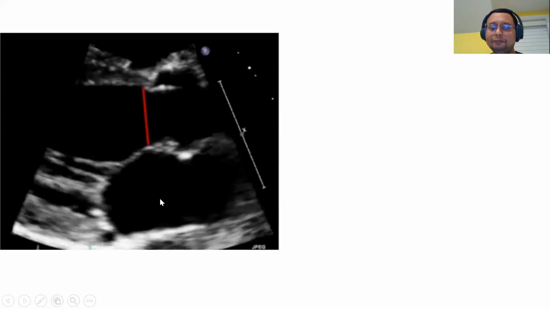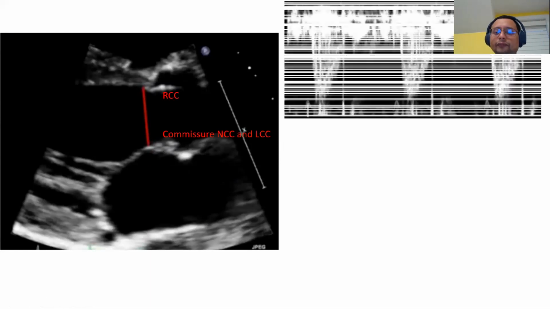So this is what I mean by measurement. So you measure from inner edge to inner edge. So this is the right coronary cusp, okay? So this is a commissure between the NCC and LCC. So you should see a leaflet tip here and you shouldn't see a leaflet tip there, okay? So this is a proper measurement. And remember, we almost always underestimate the LVOT diameter. RCC, commissure between the NCC and LCC, okay?